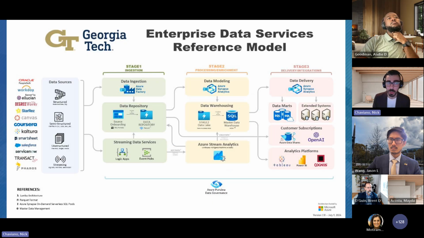Lastly, I won't spend too much time on this, but the data services team has an extensive data reference model, which we leverage to highlight how we're bringing in data into our ecosystem and how we're working to bring that data to different customers all across campus.